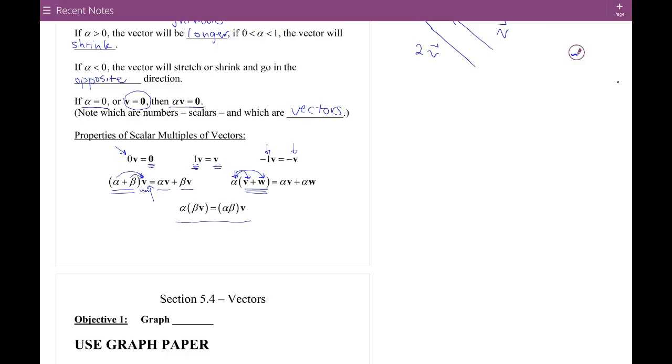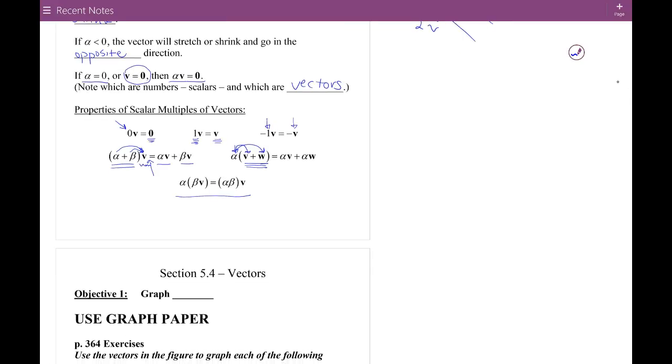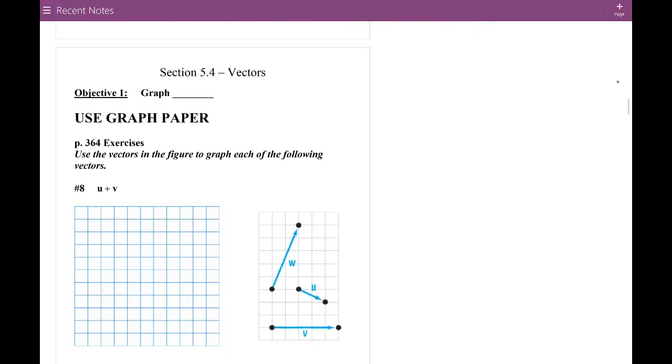So it's two different kinds of distributive properties because we have two different kinds of things. And then this last is the associative property of scalar multiplication, where it says if you're multiplying by one scalar and then you multiply by another scalar, you could also multiply the scalars together first and then multiply by the vector, and you'll get the same result.